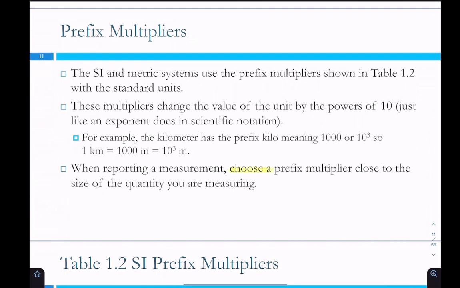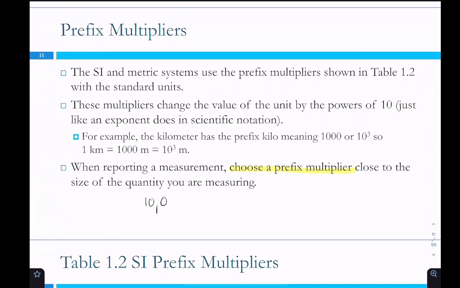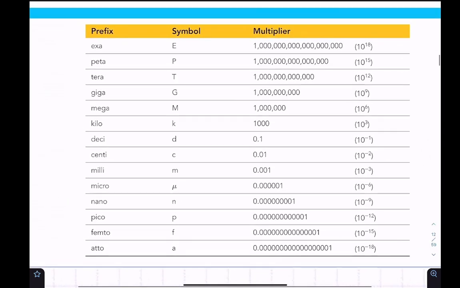If you have the choice, choose a prefix multiplier that's close to the size of the quantity you're measuring. All right, if you do some calculation and you get, I'll use the same number, 14 billion light years, a more appropriate unit to use would be 14 giga light years, because 1 giga light year is 1 times 10 to the 9 light years. So here's a whole table of all of these.